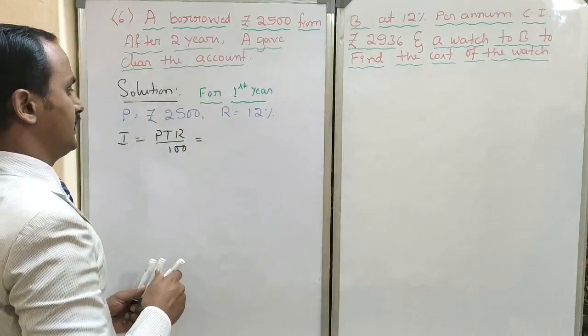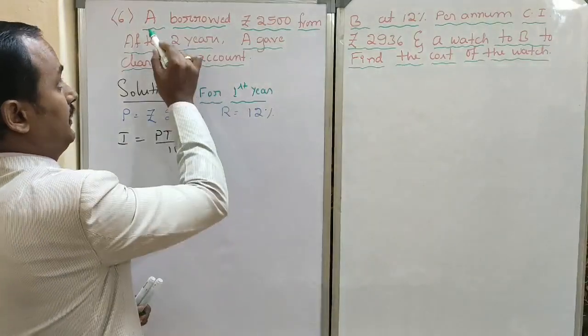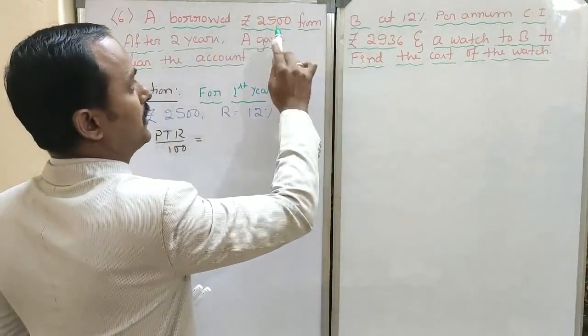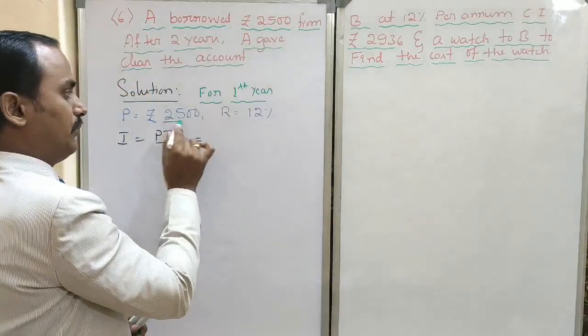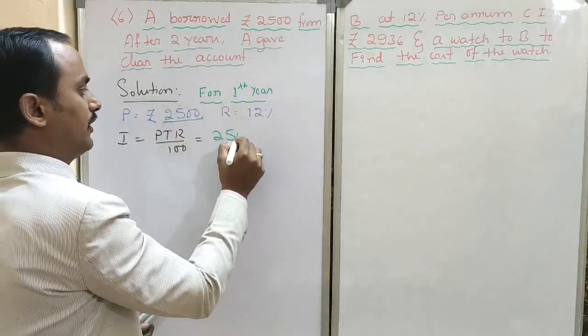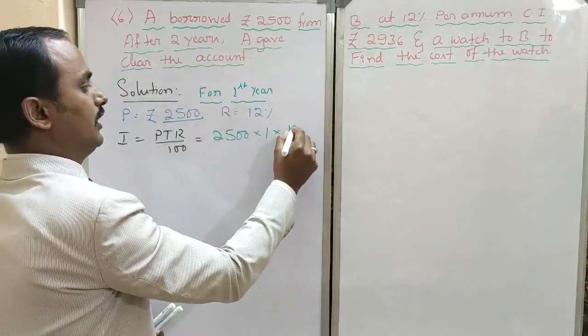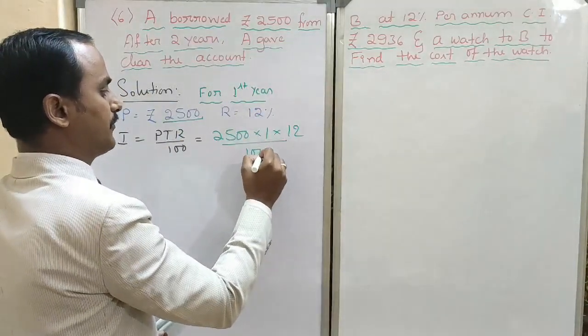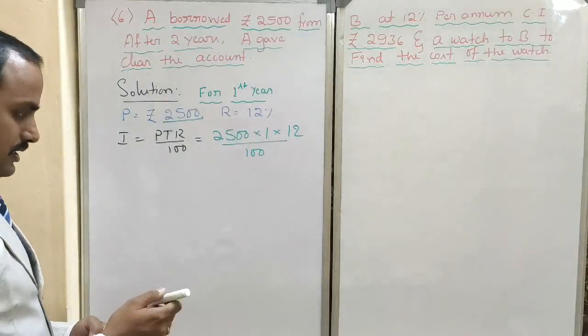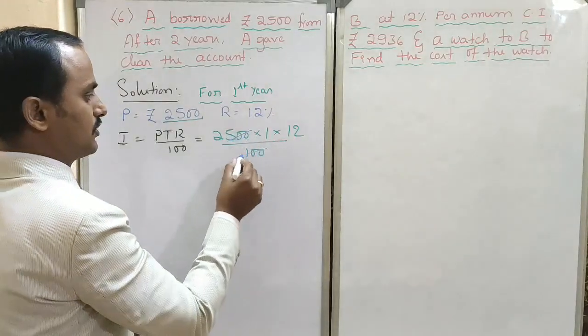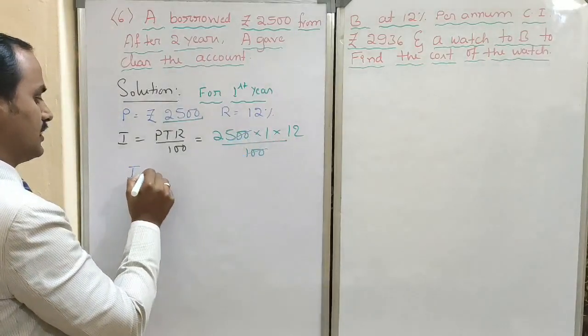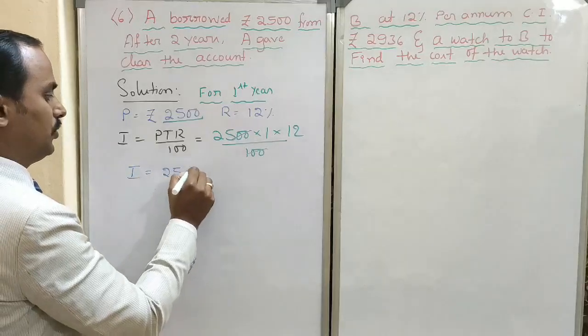Principal amount, how much, dear children? Person A received from B how much amount? 2,500. That is the principal amount. Interest is equal to 2,500 into 1 year into rate of interest 12 divided by 100. Then you already understand, dear children. This 100 cancels. Remaining, interest is equal to 25 into 12.